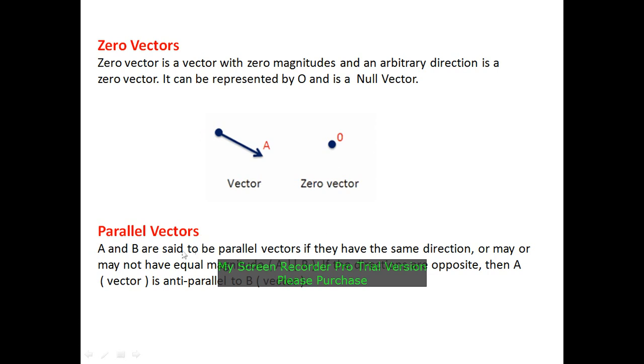Then parallel vectors. A and B are said to be parallel vectors if they have the same direction, and they may not have equal magnitude. Equal magnitude is not important in a parallel vector, but if the direction is the same, then it is a parallel vector. If it is in the opposite direction, then A is anti-parallel to B.